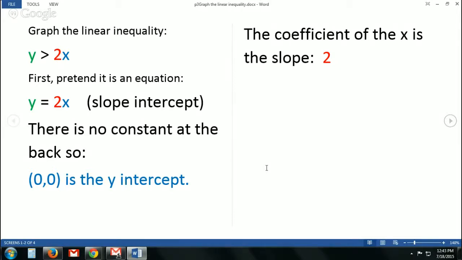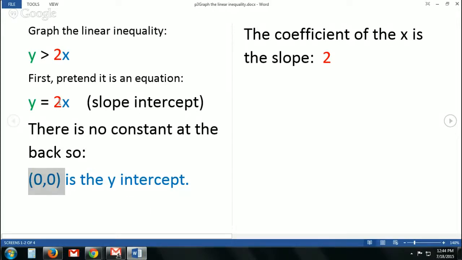Here is one more linear inequality solved for y. Now, just like before, let's pretend first that it is an equation. So let's imagine that it says y is equal to 2x. And this, of course, is in slope-intercept form. Since there is no constant value at the back, that means the y-intercept will be 0, 0. It's just like we have a plus 0 at the back, so the y-intercept is 0, 0.